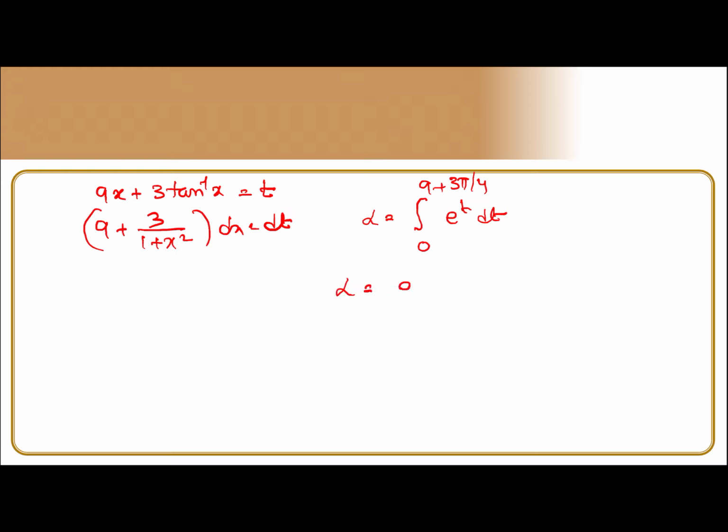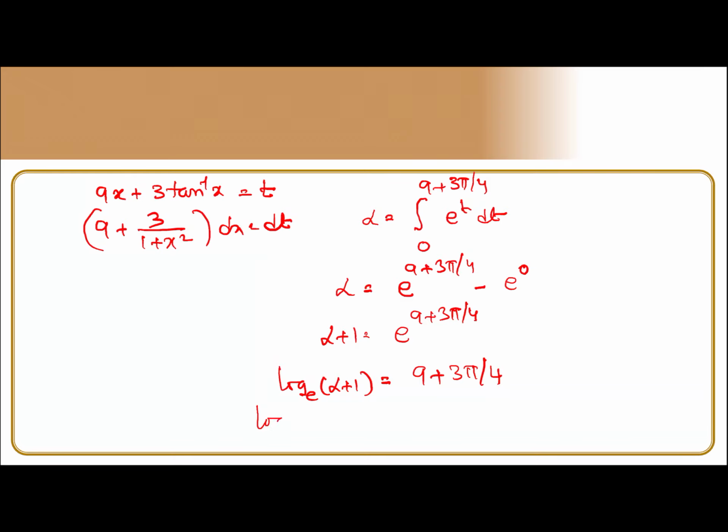Story is not over here. Alpha is equal to e to the power 9 plus 3 pi by 4 minus e to the power 0, or alpha plus 1 equal to e to the power 9 plus 3 pi by 4. Take log. So log base e of alpha plus 1 is equal to 9 plus 3 pi by 4. Very neatly they frame a problem. Log base e of alpha plus 1 minus 3 pi by 4 is equal to 9. They will ask a numerical problem.